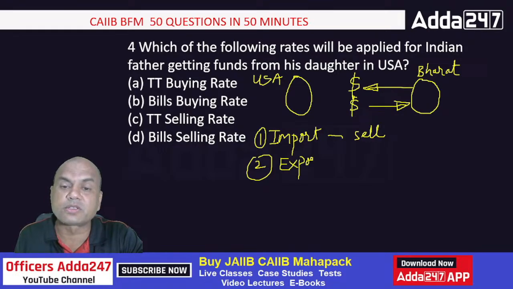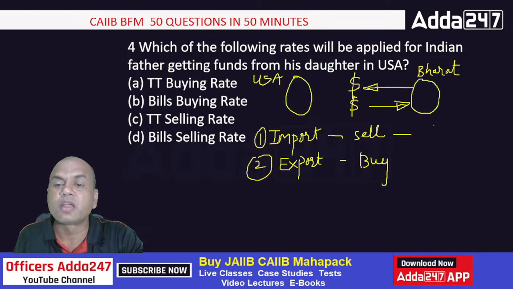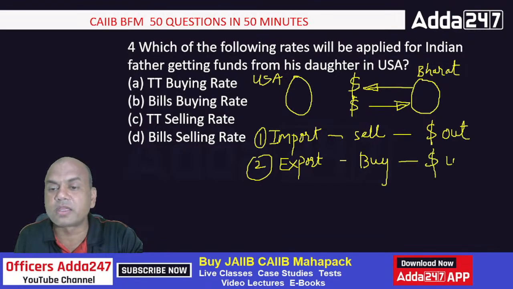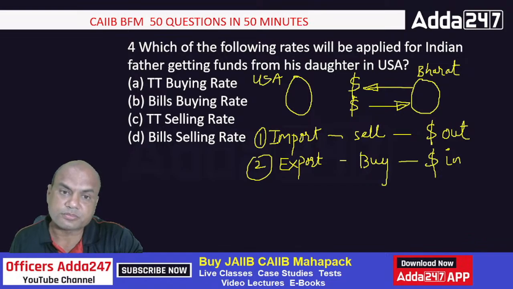So export means dollars are coming in, so I'll be applying the buy rate over here. Always remember one basic rule: import or export, the sell rate is for dollars going out, and the buy rate is for dollars coming in. For that there is a dollar buy rate and this is the sell rate. Got this point?